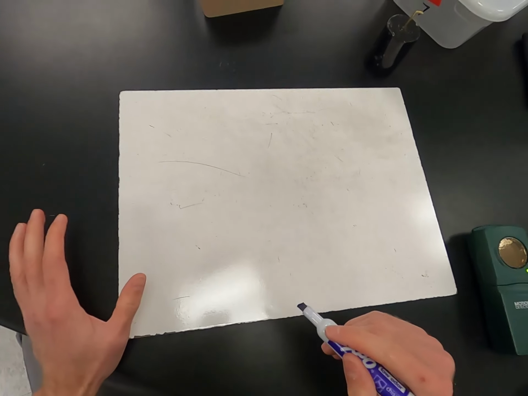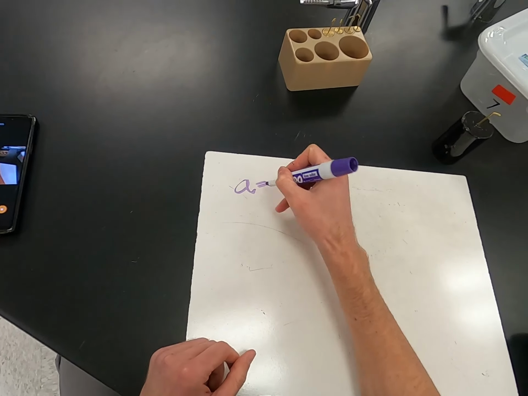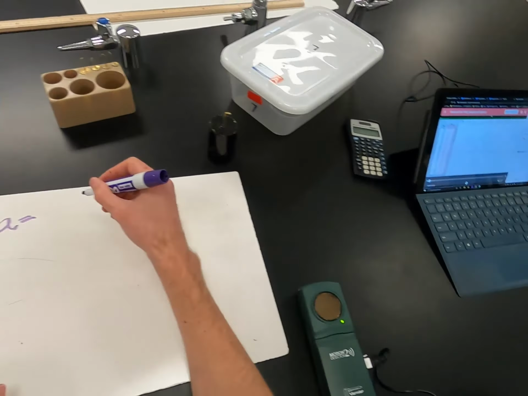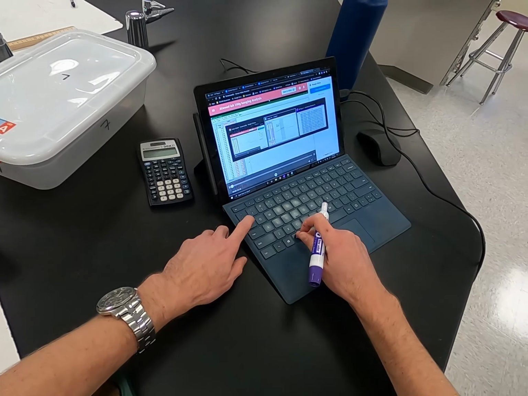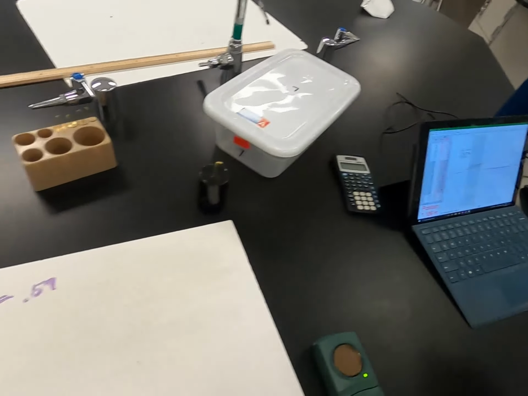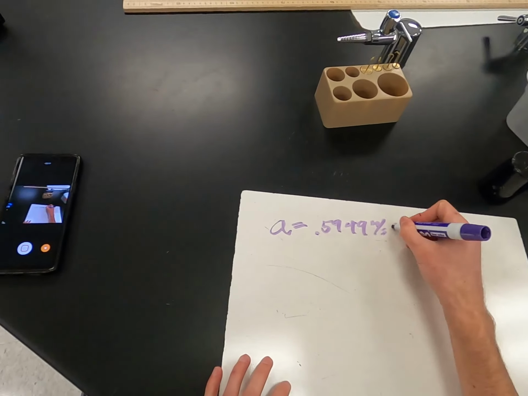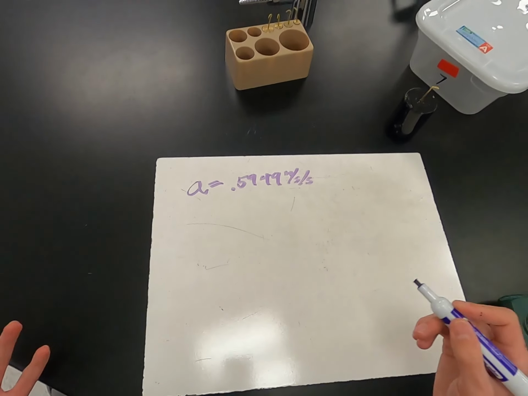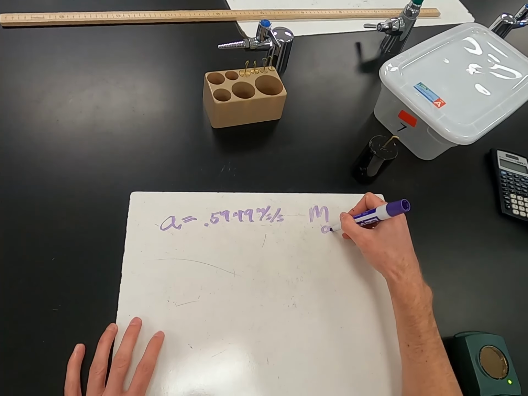Now, here's the idea. Just to reiterate, we have now found the acceleration, and it was 0.5949 meters per second per second. Great, awesome, terrific. And the goal is to find the mass of the cart.